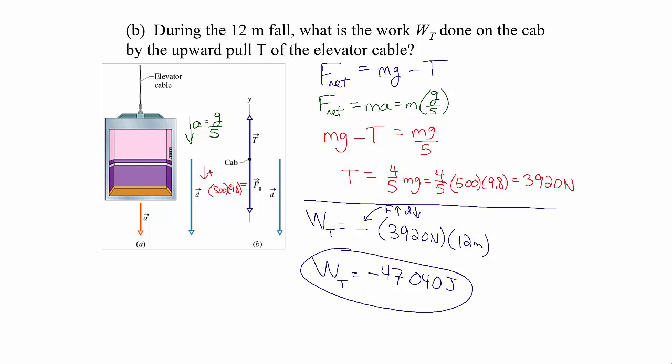Again, the work done by gravity was positive. It was adding kinetic energy to the object. The work done by the tension in the cable was negative. It was trying to take kinetic energy away from the object. But the amount of positive work done by gravity and the amount of negative work done by the tension in the cable do not add up to equal 0.